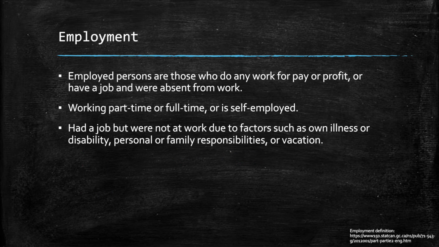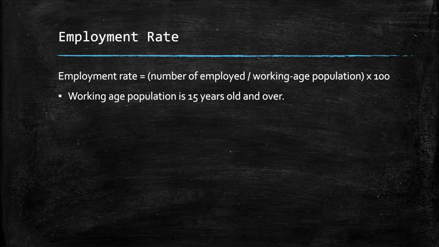Those who are employed are those who do any work for pay or profit, or have a job and were absent from work. So this could mean that they have a part-time job or full-time job, or that they're self-employed, or it can also mean that they have a job but they're just not currently working. This could be due to many factors. It could be illness or disabilities, or personal or family responsibilities, or even if they're just on vacation. We can calculate the employment rate by taking the number of employed and dividing it by the working age population and multiplying that by 100.